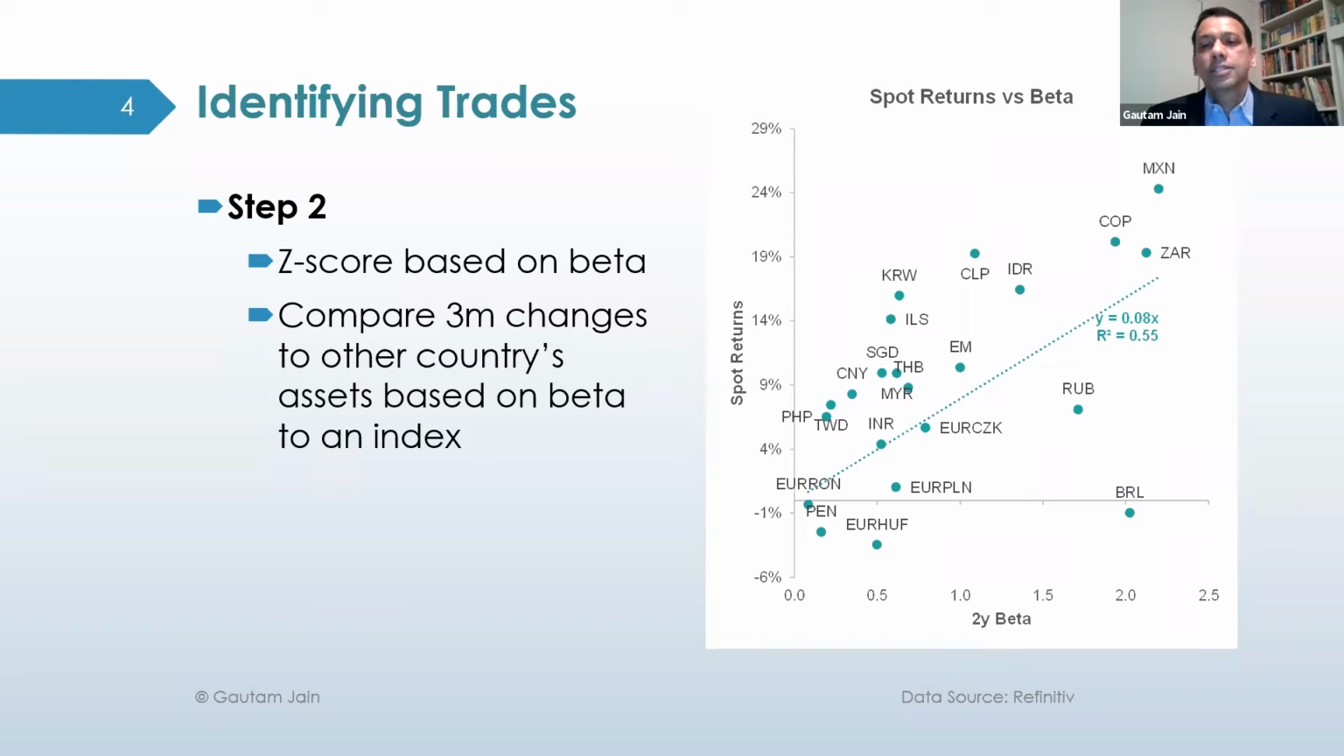So if a currency has a beta of 2, the idea is if EM currencies on aggregate move by 1%, it should move by 2%, essentially based on its beta. But if it moves more or less, that means it's outperforming or underperforming. That's essentially how I identify an outlier. So if you imagine a chart like this, which plots spot returns against beta, I am picking out those that are standing out by once again computing the z-scores based on this chart.